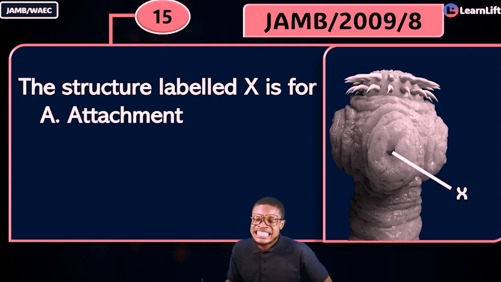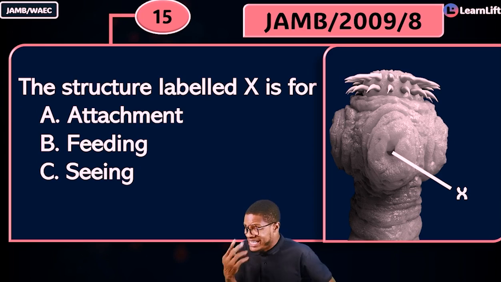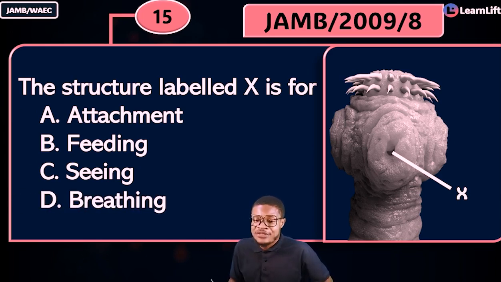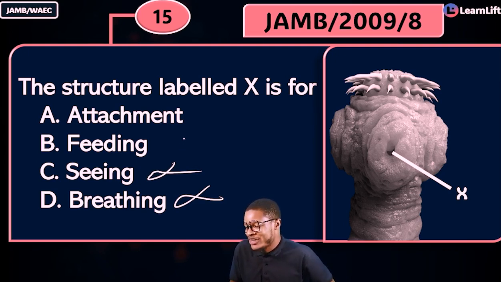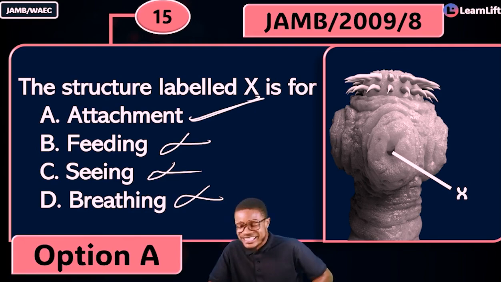Okay. The question is, the part or the structure labelled X is used for what? Attachment. Is it used for feeding? Is it used for seeing? Or is it used for breathing? Breathing cannot be the answer. Let the poor things breathe. Don't suffocate them. That cannot be the answer. Is it for seeing? No. Is it for feeding? It is still not for feeding. What are they used for? They are used for attachment. Suckers are for attachment and not for sucking or feeding. Option A is the correct answer.